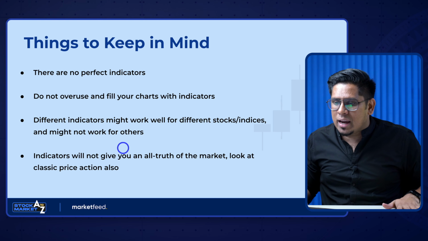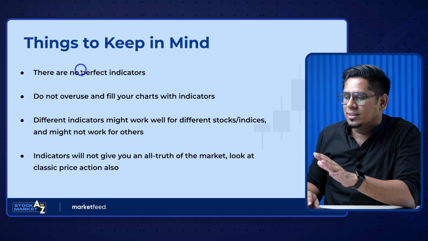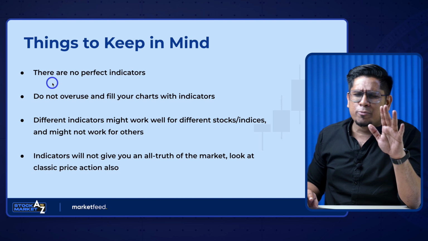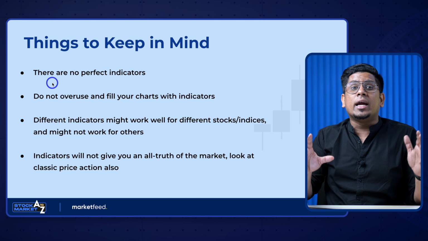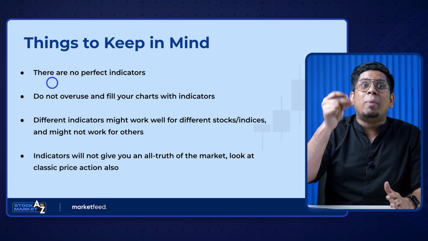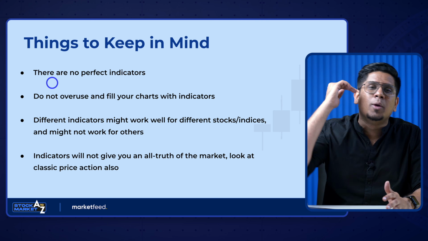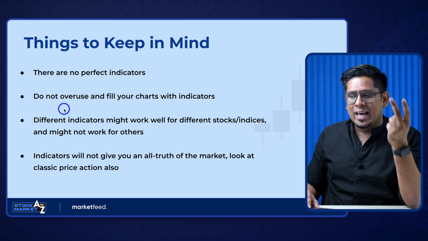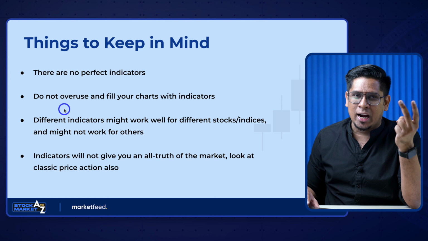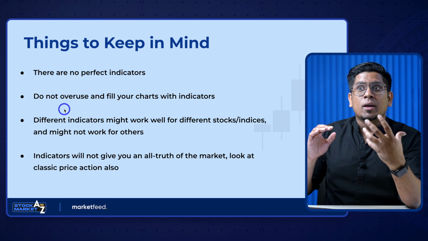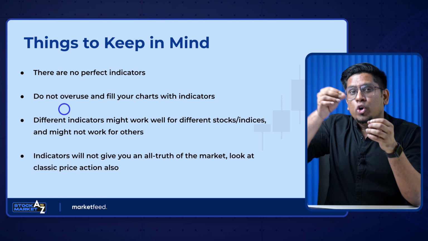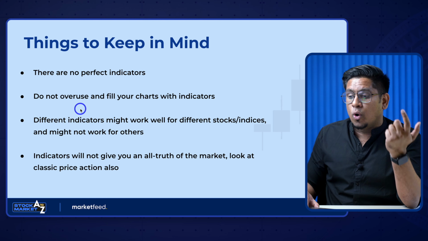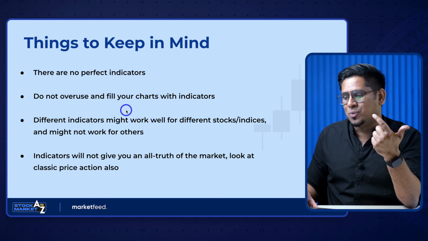So before we say bye today, I really want to read this out. Things to keep in mind. Number 1, there are no perfect indicators. People might say that they have some perfect indicator, you can buy it from them and then you'll get buy and sell signals and all of them would work and you'll make money. There is no perfect indicator. Number 2, do not overuse and fill your charts with indicators. Please do not do that. I would still urge you to become a price action based trader who uses some technical indicators. That's the best place to be at, is what I believe. So do not overuse and do not fill your charts with indicators.